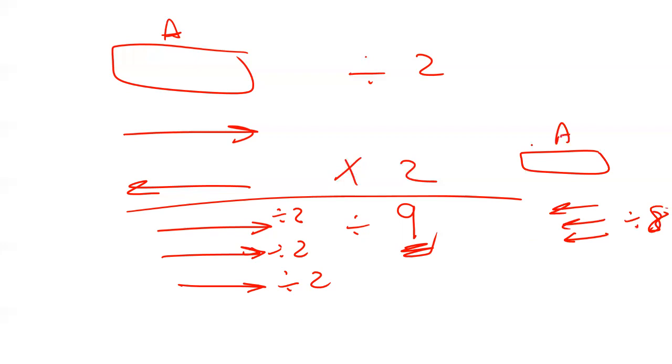Let's have some example here. For example, if you have 32, right? So if you have 32 and you divide it one time, it's going to become 16. You divide again, you are going to get 8. Divide again, you are going to get 4, right?